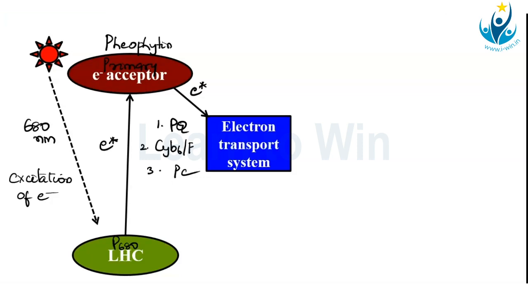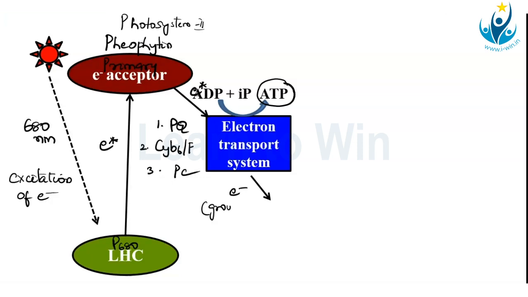And when these electrons are passing through this electron transport system, ADP is converted into ATP. So ATP is formed during this system, which is photosystem 1. Sorry, this is photosystem 2, PS2. So this is photosystem 2, where you have the formation of ATP. By the time the electrons come out of the electron transport system, after plastocyanin, they have already reached the ground state, and from there they are going to go to the second LHC, that is P700.